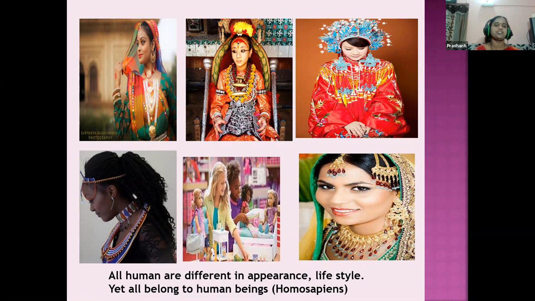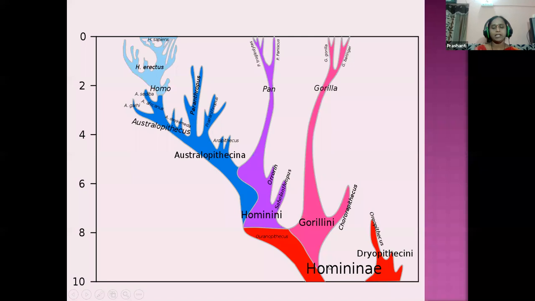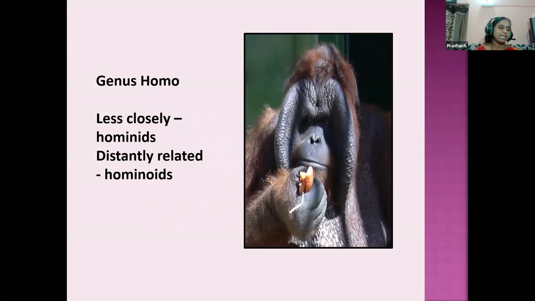We can study this under three headings, children: prior to ape man, ape man to prehistoric man, and prehistoric man to the modern man. So here, first the hominids, evolving to Dryopithecus, later Australopithecus, and Homo habilis, Homo erectus, Homo sapiens. First one is Hominidae, a primate of the family Hominidae.